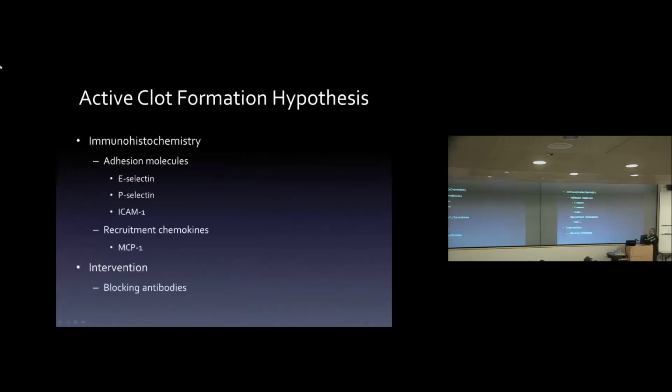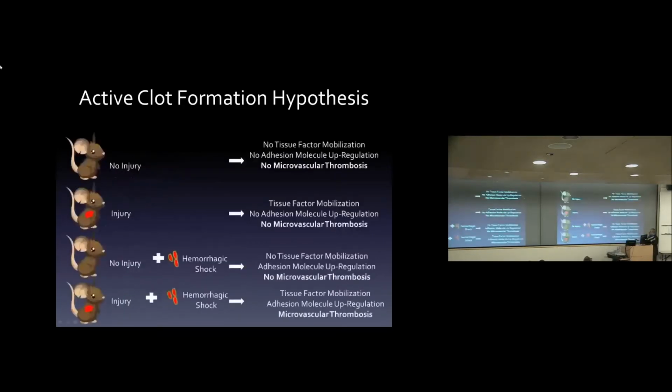Next, we would have the injury alone mouse. So just the pulmonary contusion alone, and we would expect that with that, we would get tissue factor mobilization. However, we perhaps don't have that second active binding part that happens, so we don't get the upregulation of the receptors. And therefore, we would see in the flow cytometry that we would have these complexes going around, where we have monocytes that have upregulated their tissue factor, but yet nothing in the end organs. So no microvascular thrombosis.